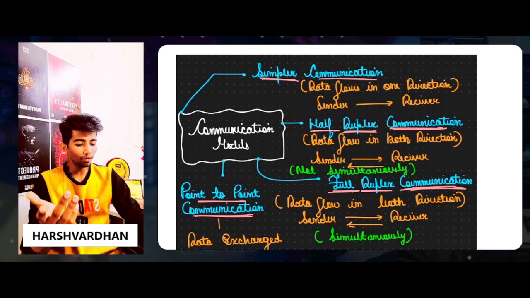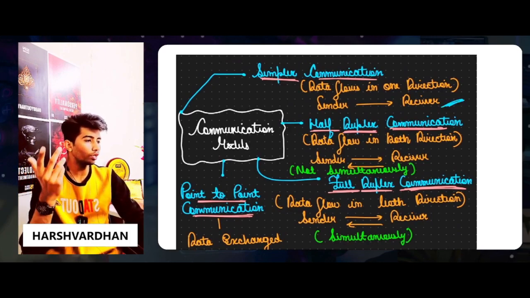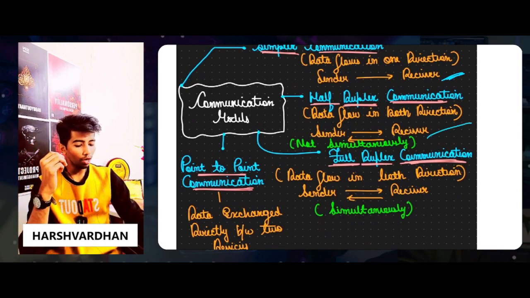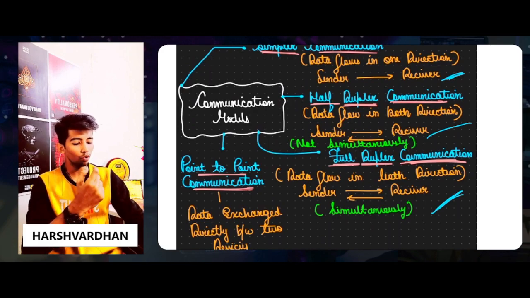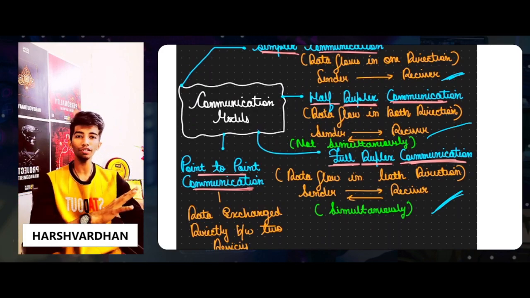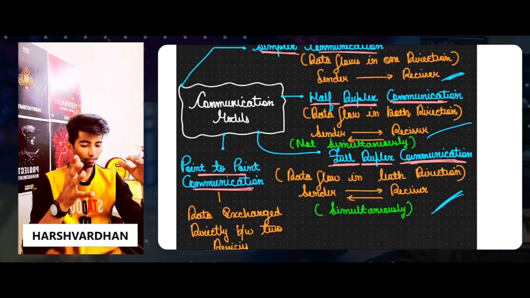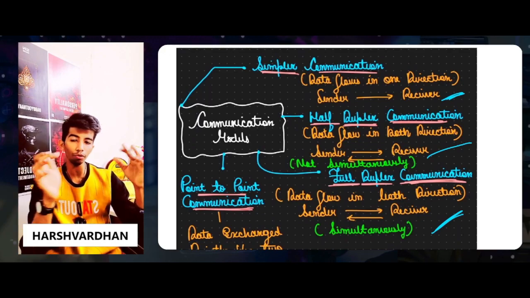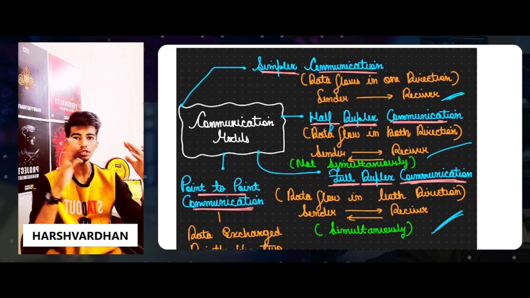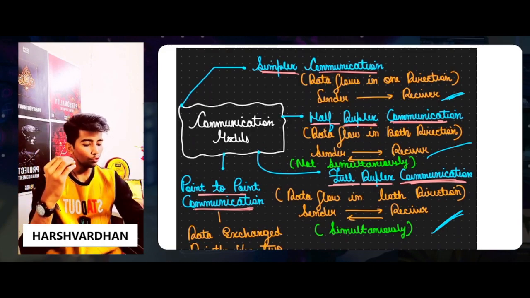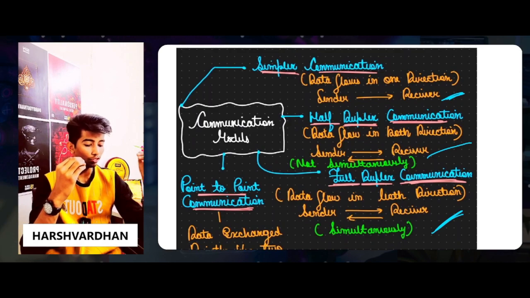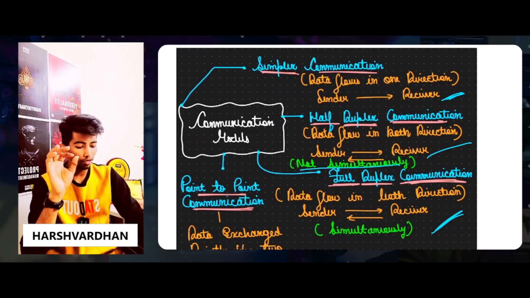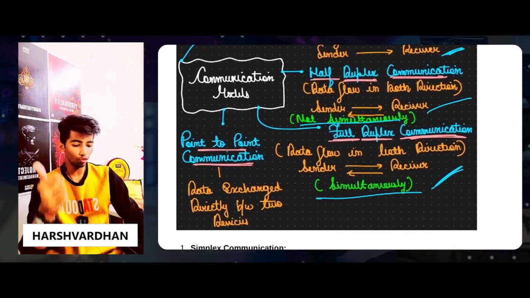There is simplex communication, in which the data flows in one direction only. Talking about half duplex, the data flows in both directions. Talking about full duplex communication, the data flows from sender to receiver or receiver to sender simultaneously. So in simplex communication, the data flows in one direction from sender to receiver. In half duplex communication, the data flows in both directions, but not simultaneously. In full duplex, the data flows in both directions simultaneously.